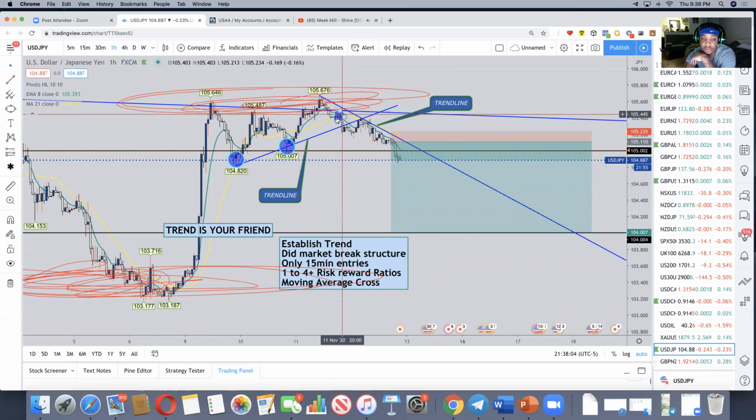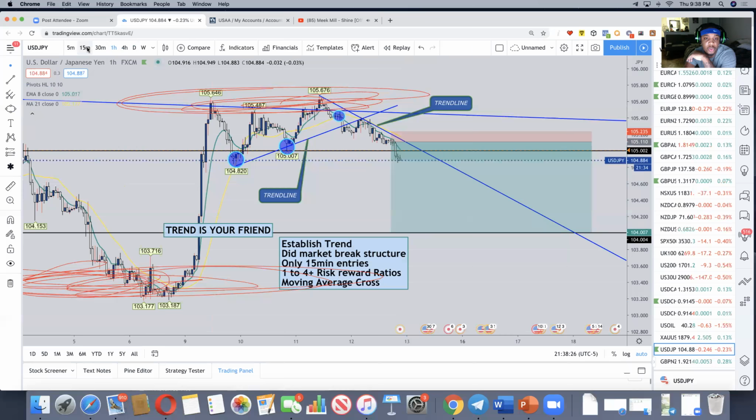The moving average crossed over here, but there were no sell confirmations here. Price was still moving sideways and made this lower. This is invalid with the moving average cross. This right here is valid. This is valid.